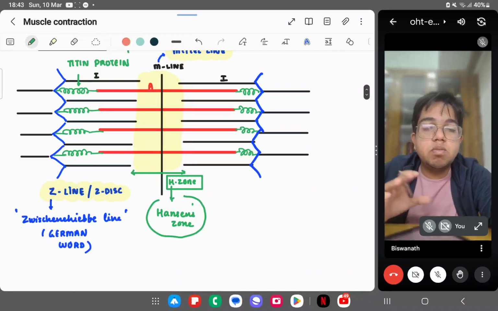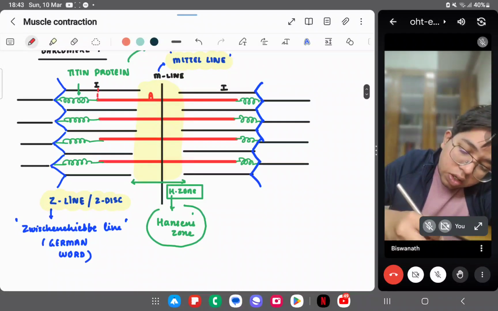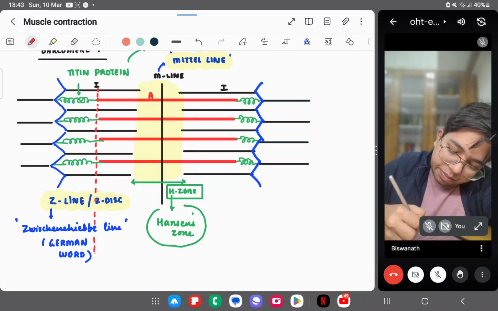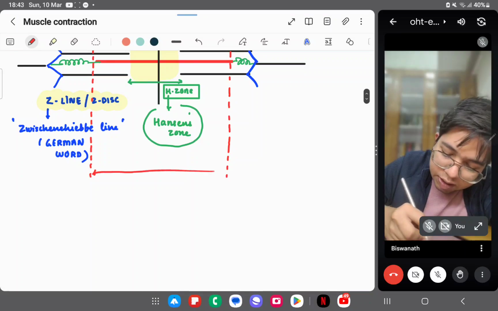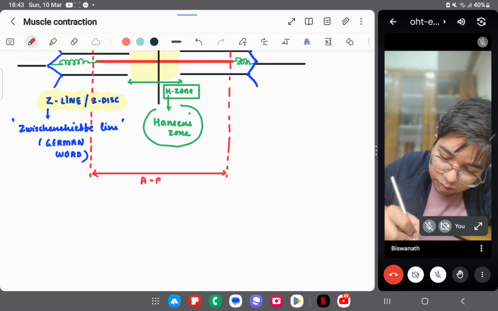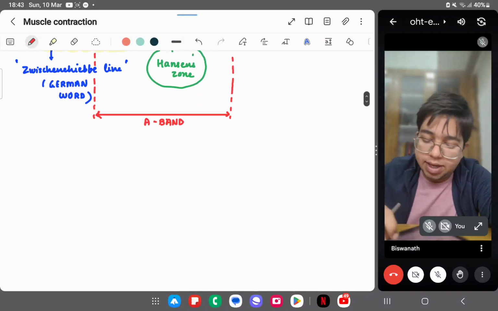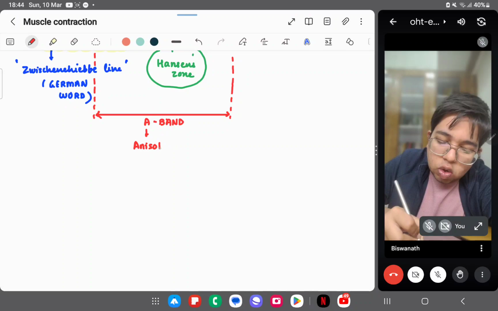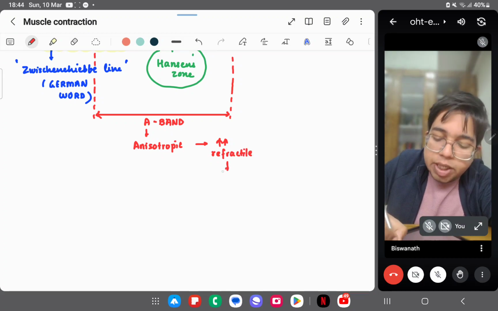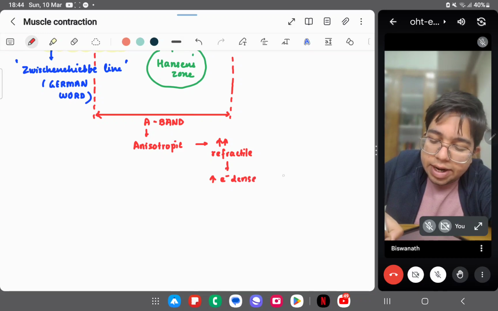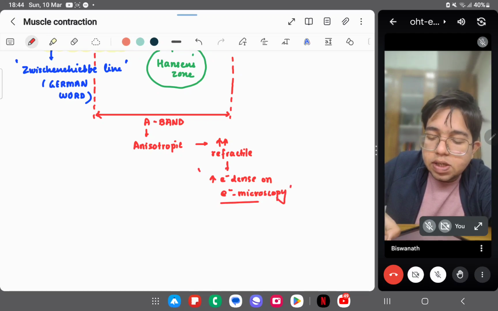Now we'll look at what the A band is. Just focus here. Starting from here and here, this part is called your A band. So what will the A band contain? A stands for anisotropic band. That is, it is more refractile, which means that it is more electron dense on electron microscopy.